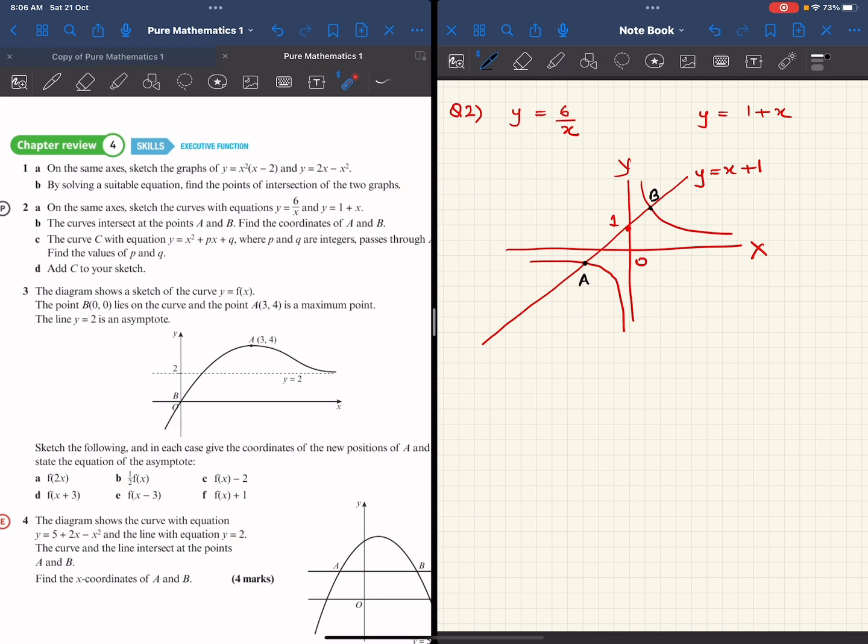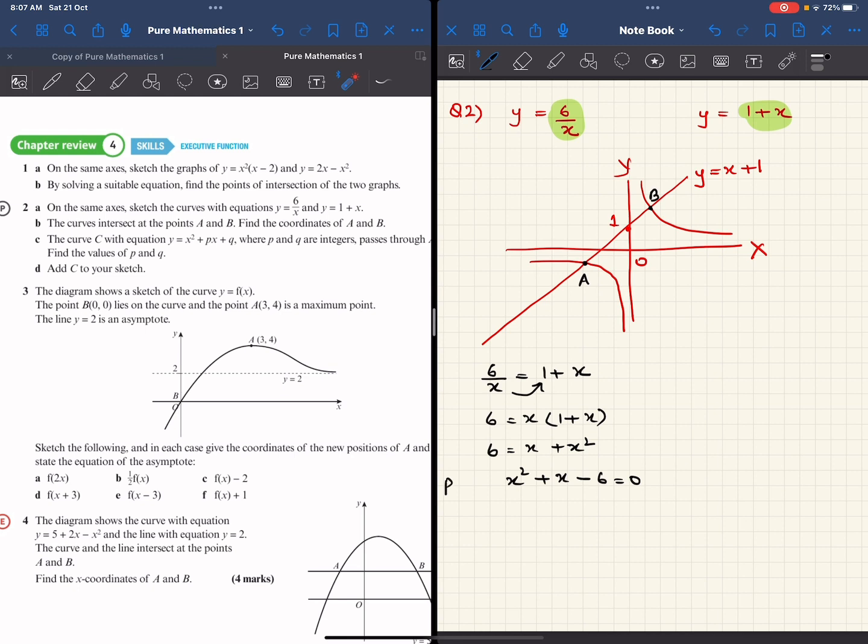When we want to find the coordinates of the point of intersection of two graphs, we equate the two graphs. Here we already have y as the subject of the formula. So y is 6 upon x and y is 1 plus x. So we equate 6 divided by x is equal to 1 plus x. Take x, multiply it on the other side: 6 is equal to x into 1 plus x. Therefore 6 is equal to x plus x squared. Bring everything on one side, so we have x squared plus x minus 6 is equal to 0.